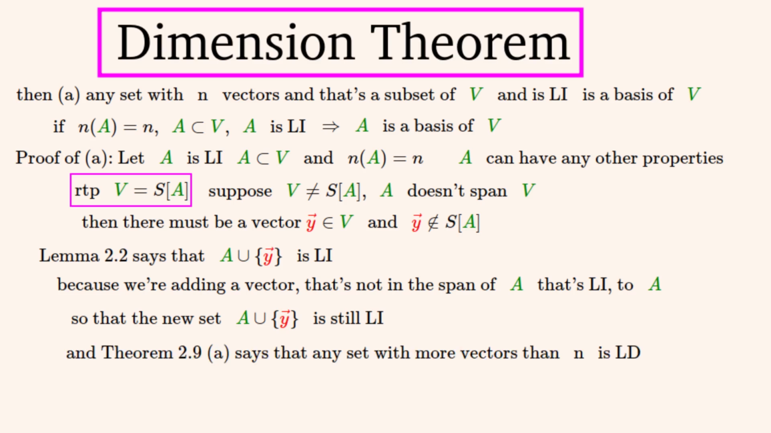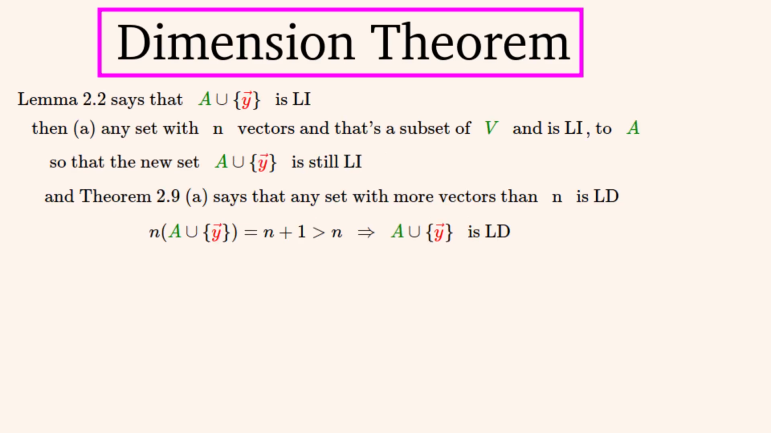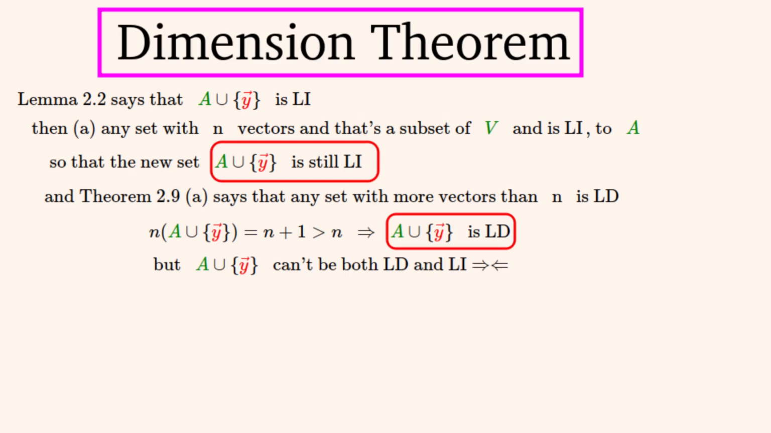Another past theorem says that any set with more than n vectors is linearly dependent. The number of vectors in this new set is n plus 1, which is greater than n. So this new set is linearly dependent. I'll just move everything up the screen here to make more room. So we've just worked out that this new set is both linearly independent and linearly dependent at the same time, which is a contradiction. And we got this contradiction because we assumed that A wasn't in the span of V, so A must be in the span of V. This is what we were required to prove, so A must be a basis of V.